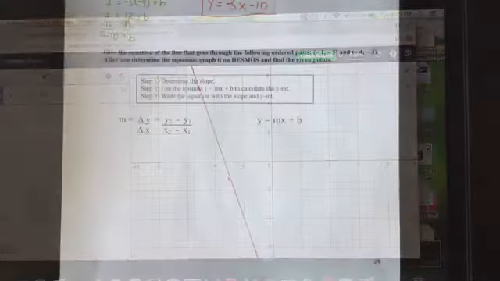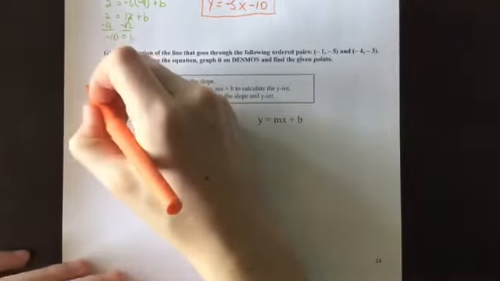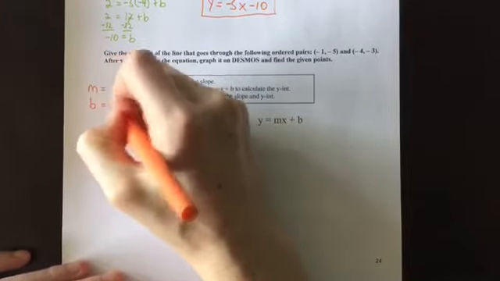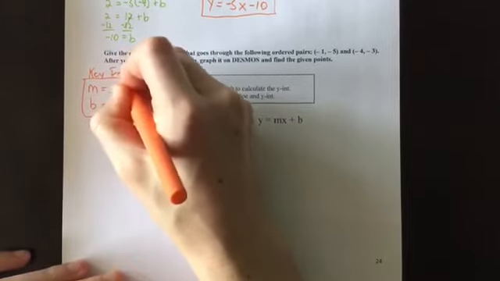Our second problem winds up being a lot more involved because we don't have the slope given to us. We have just the 2 ordered pairs, and we need to use those to find both the slope and the y-intercept. So give the equation of the line that goes through the following ordered pairs, -1, -5, and -4, -3. After you determine the equation, we'll check it on Desmos. So I'm going to make my little box again of info I need. We need the slope, we need the y-intercept, and I'm going to call that key info.